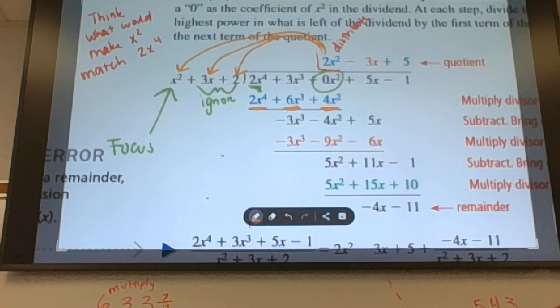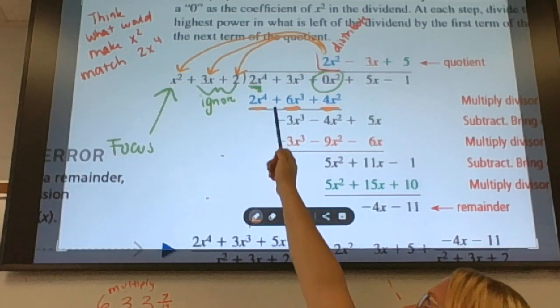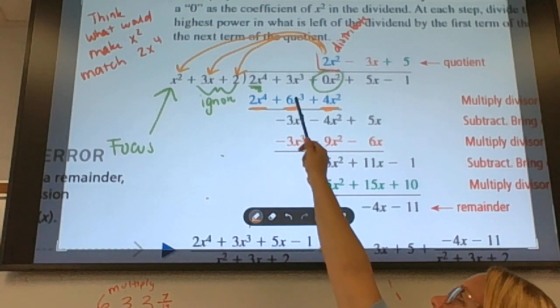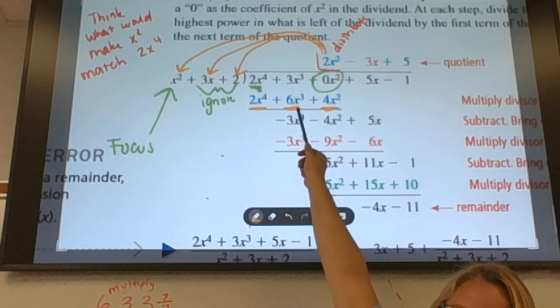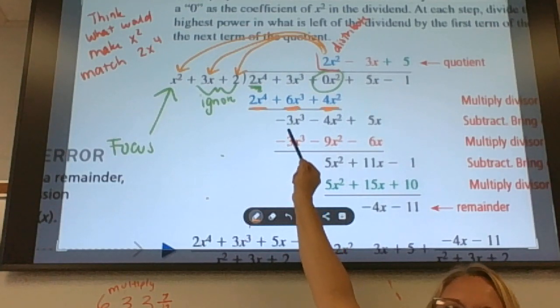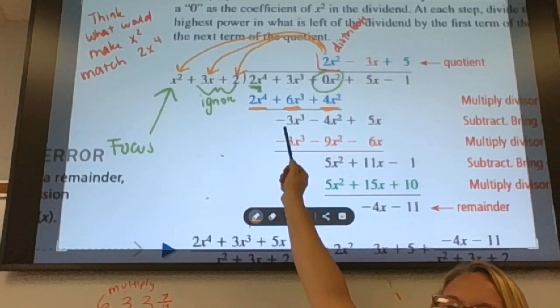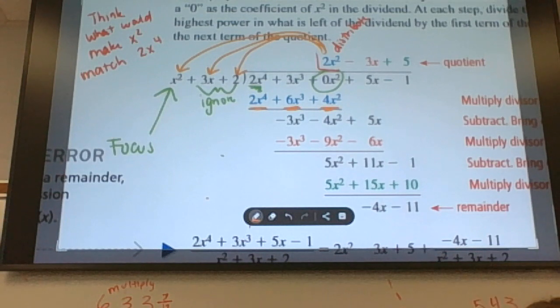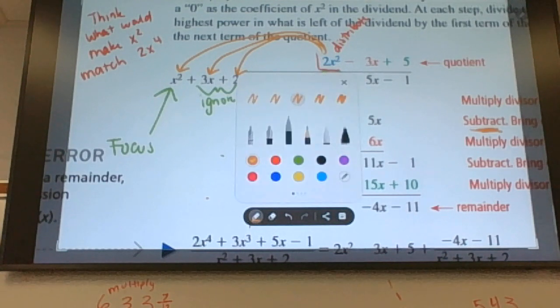I do have a question for you. So these two are supposed to cancel out, but how did they go from positive 3, positive 6, to negative 3? It is subtraction. And they state subtraction here, but they're not showing. So go ahead and write it in.